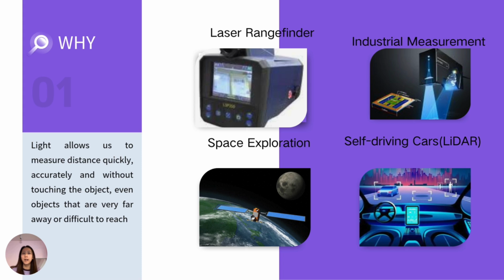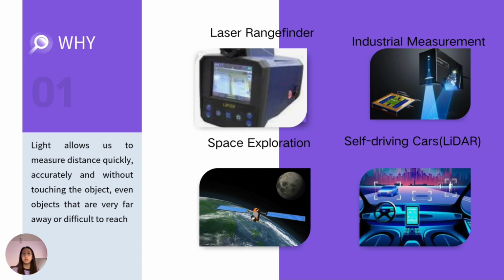So why is light so useful? This is the answer: the speed of light is always the same. If we know how long it travels, we can calculate the distance. So the detector does not measure the distance directly. It measures the time first, and then we can change the time into distance. This is the key idea.